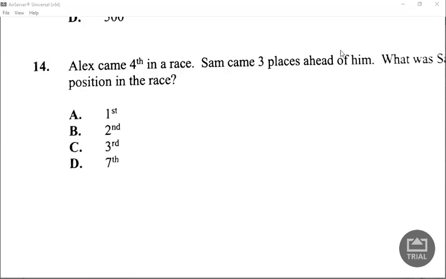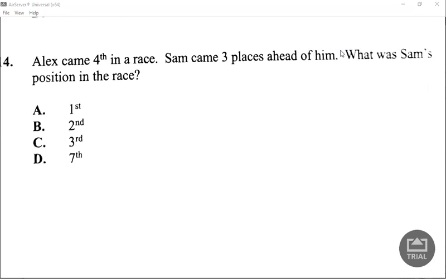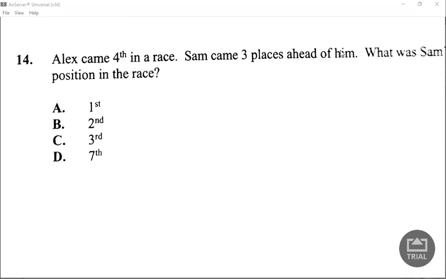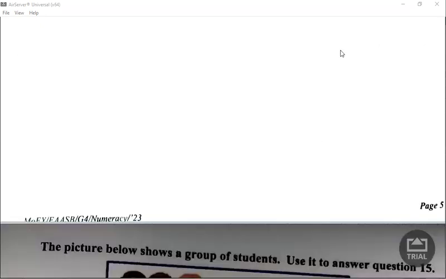Number 14, Alex came fourth in the race. Sam came 3 places ahead of him. What was Sam's position in the race? So let us look at this now. Alex is fourth. Now you have third in front of him, you have second, and you have first. It says he came 3 places ahead, so that's 1, 2, 3. So he came in first because he's 3 places ahead. So Sam, 1, 2, 3 places.